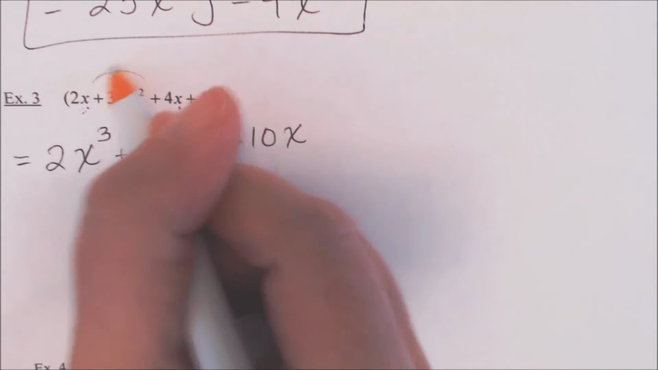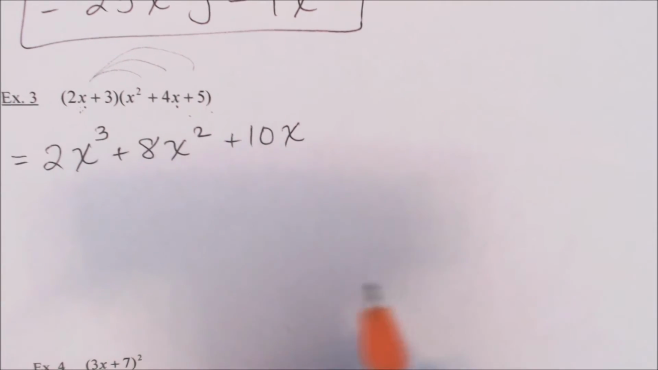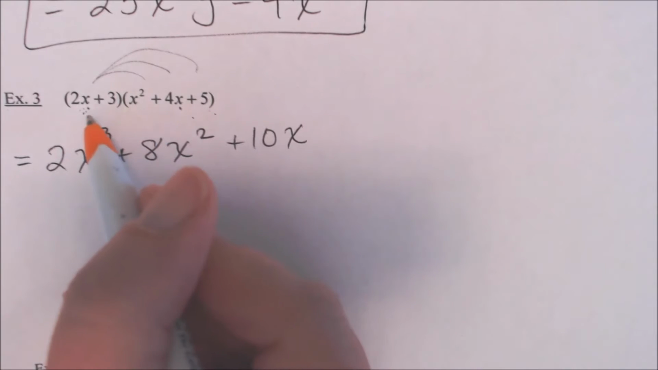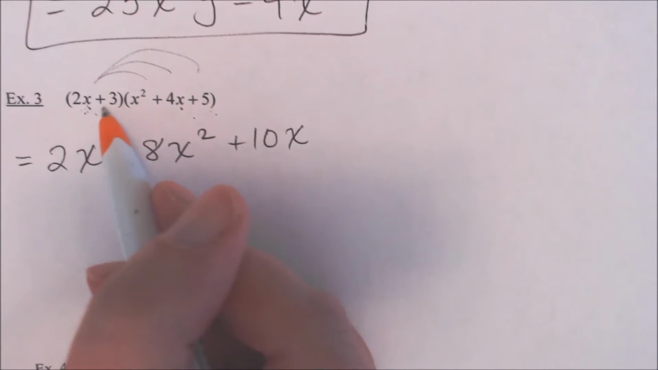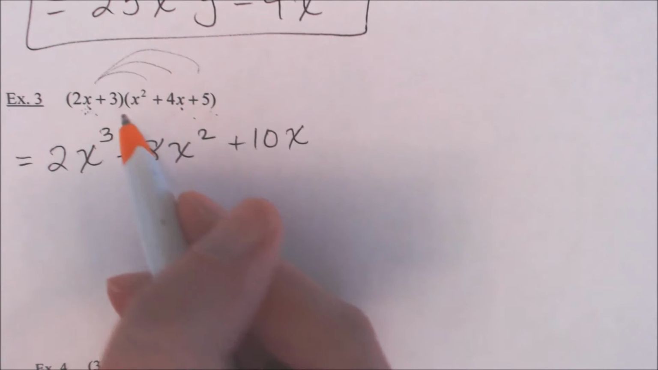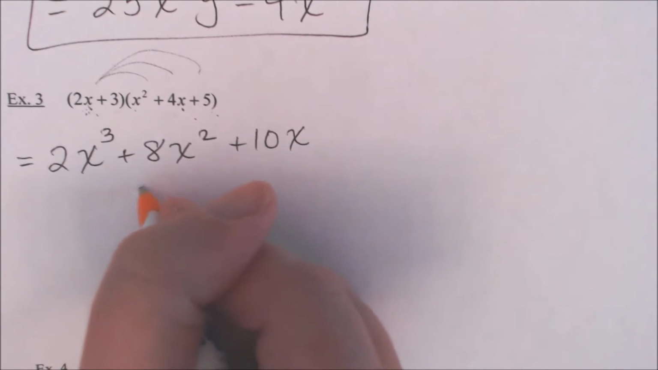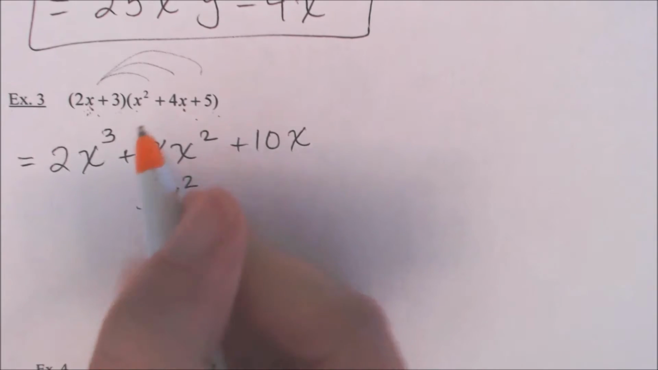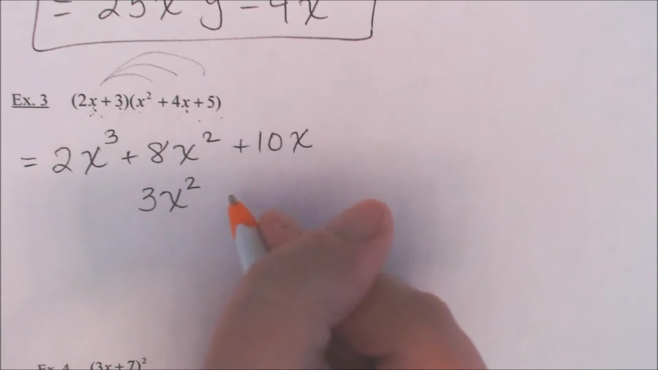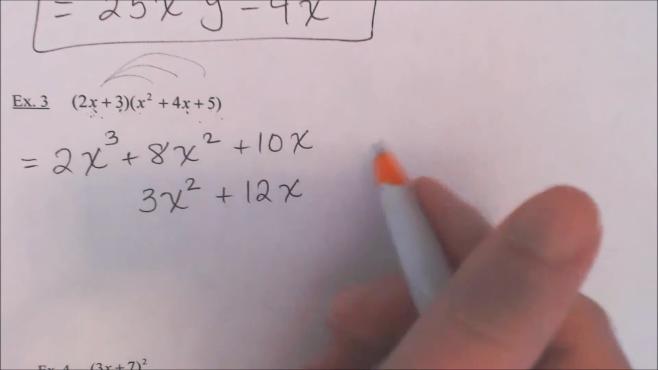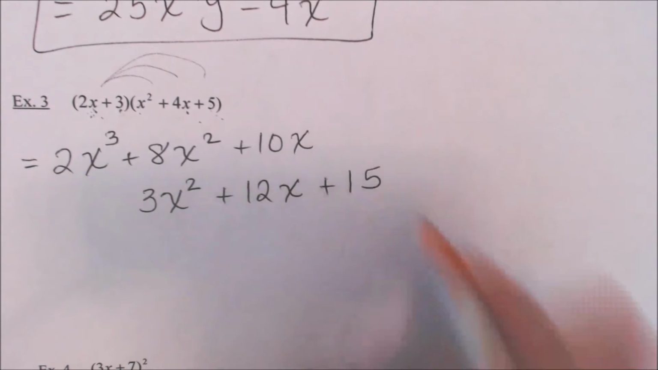Sometimes teachers will draw little arrows on their paper. If that helps you and you did it that way in high school, that's fine. I think it gets a little confusing when I do that, so I just try to point to each term as I'm using it. Now I'm going to go over to the 3. So we have 3 times x squared. I'm going to write it in the next line. That gives me a positive 3x squared. 3 times 4x is going to give me a positive 12x. And then 3 times 5 is going to give me a positive 15.